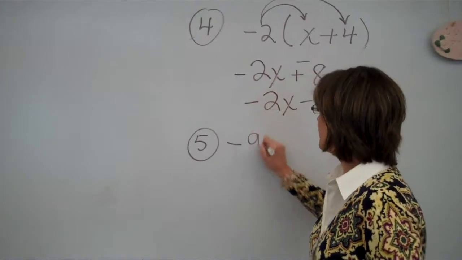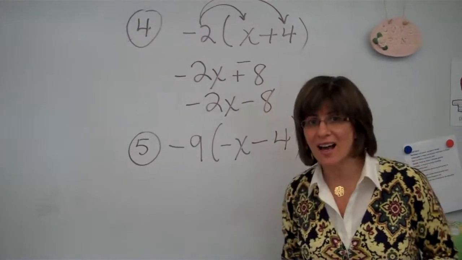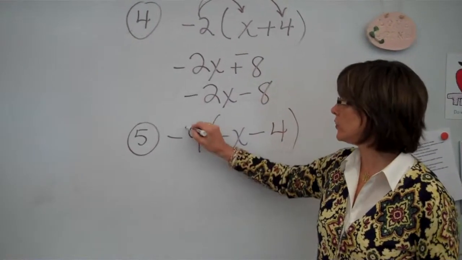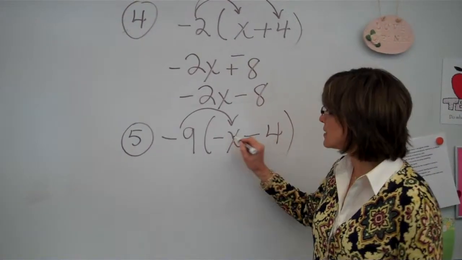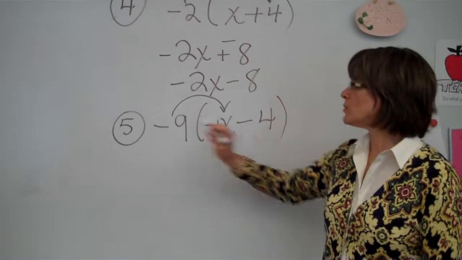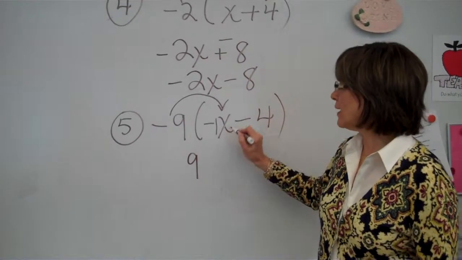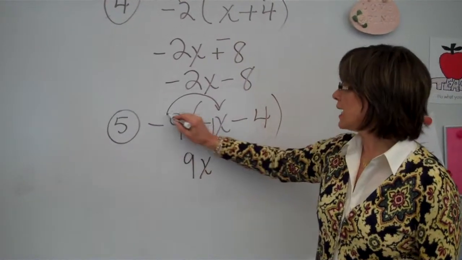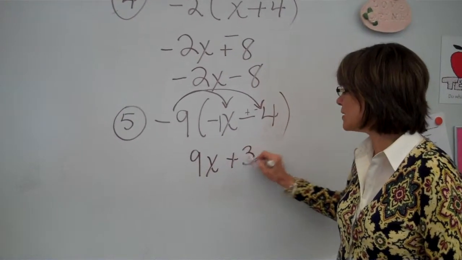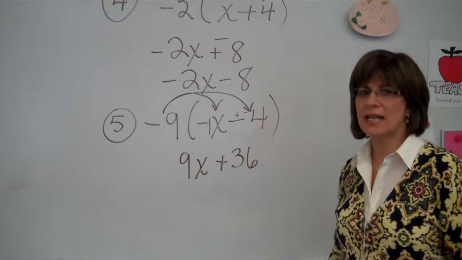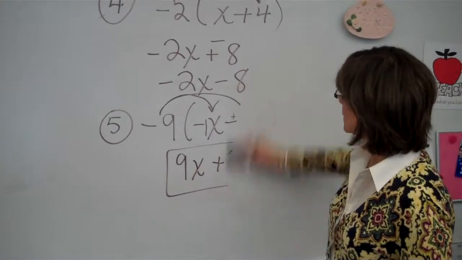Number 5. Now we have a negative outside, and guess what? We have negatives inside. But you're going to be good at that because you understand what to do. Negative 9 times negative x. Now remember, negative x is like saying negative 1x. So I'm doing negative 9 times negative 1, which is 9, and then times the x. Negative 9 times negative 4, remember it's plus negative, would be positive 36. So my answer here is 9x plus 36. We like to put that box around it to keep it clear.